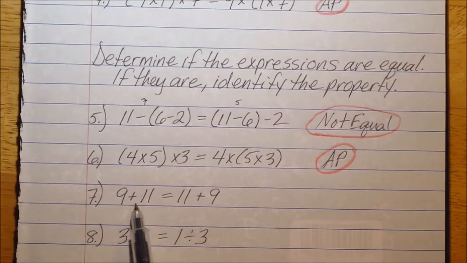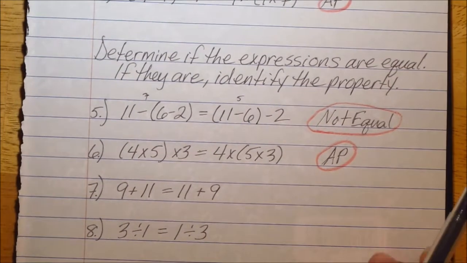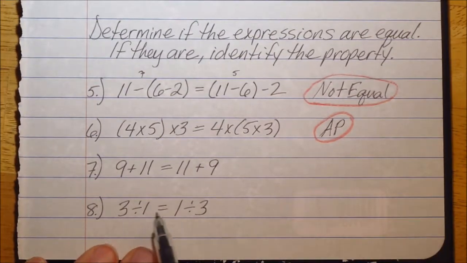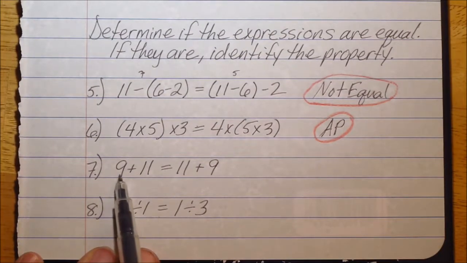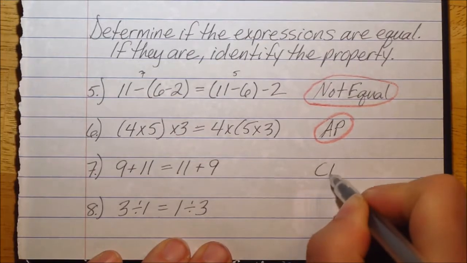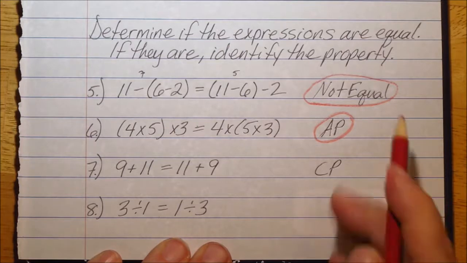All right, on this one, I have addition, so it's possible that the associative or the commutative property is being applied. 9, 11, 11, 9. So they changed orders, they moved, commutative property. It's addition. I know order doesn't matter, so I know they are equal because of how the commutative property is applied to addition.